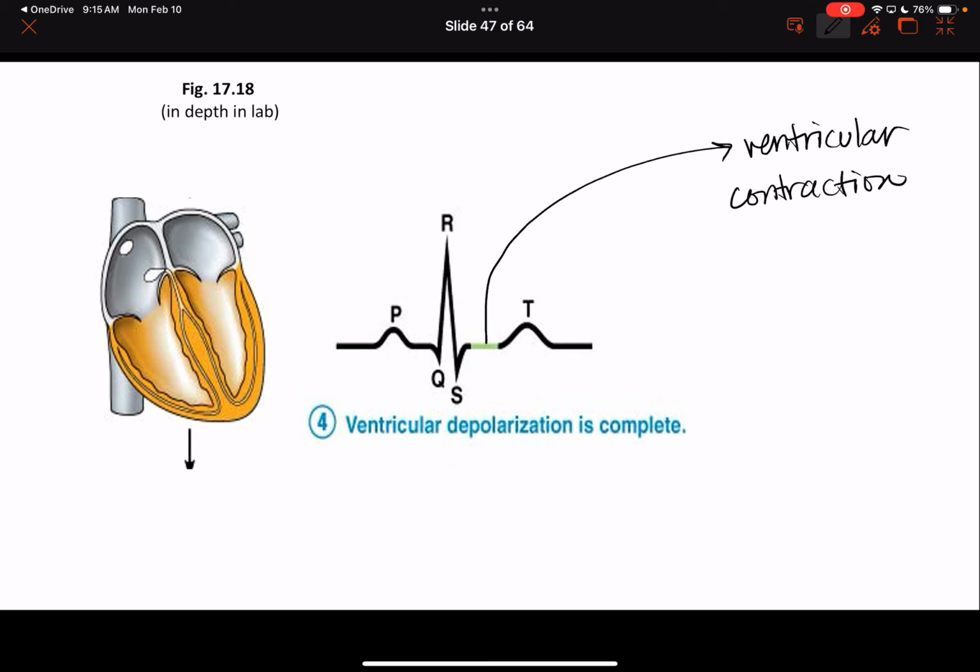So P wave is atrial depolarization. During the flat line is atrial contraction. QRS complex is ventricular depolarization, and then the flat line is ventricular contraction.